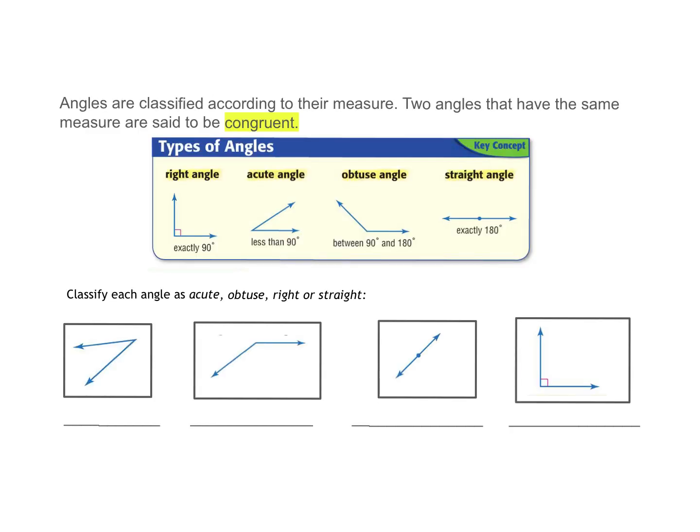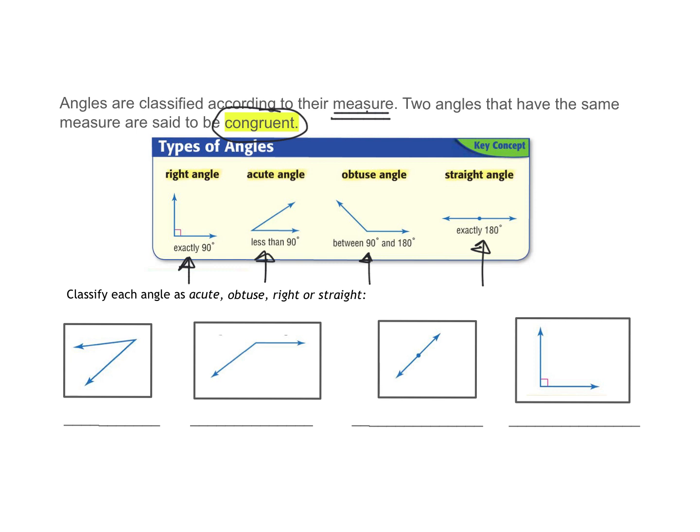Okay, then we look at angles that are being classified according to their measure. 2 angles that have the same measures are said to be congruent. So congruent means that they are the same. So we have a right angle, which is exactly 90 degrees. An acute angle is less than 90 degrees. An obtuse angle is between 90 and 180 degrees. And then a straight angle is exactly 180 degrees.